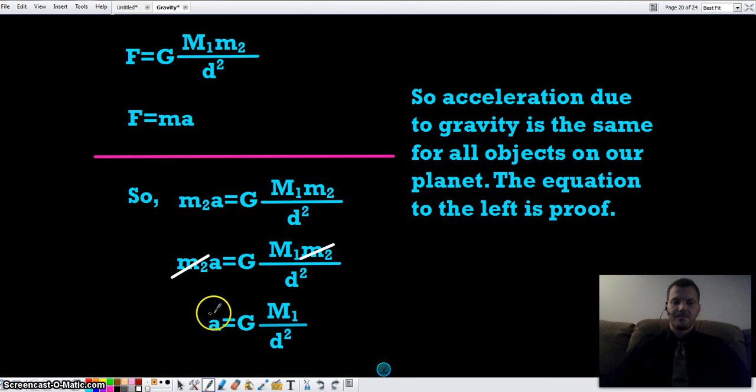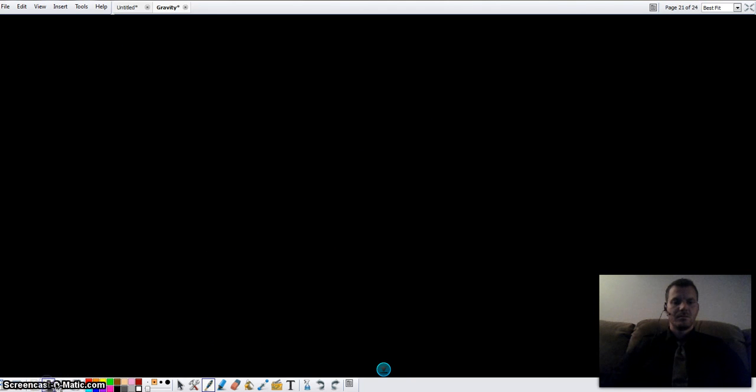Larger. If our distance is much larger, like if we're on the top of a mountain, the acceleration would become much smaller. So the distance from the center of the Earth would definitely make a difference. But as far as what masses we're dropping, those canceled out. They make absolutely no difference. That is it for gravity.